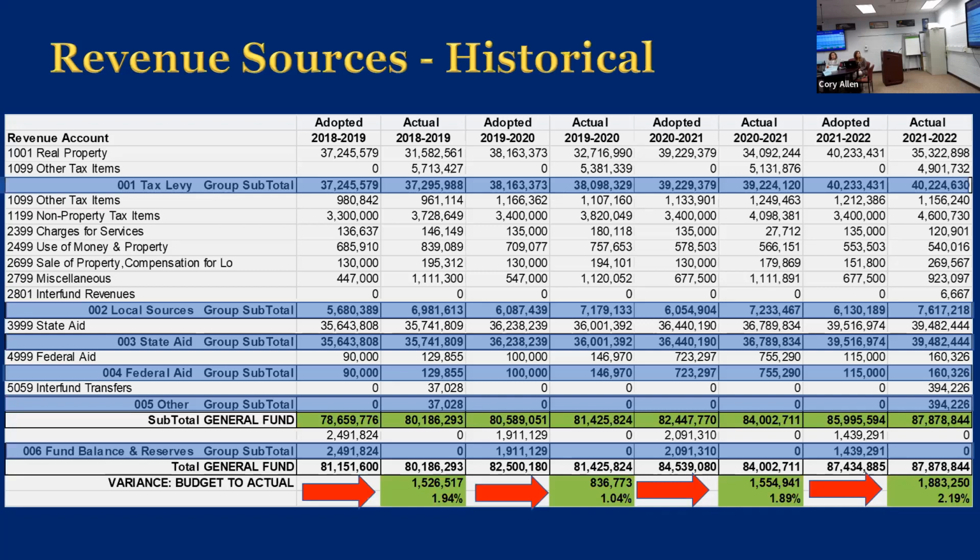You can see that in the 1920 year, we had, for lack of a better term, a surplus or more revenue than what was budgeted of 836 or about 1%. The following year, 1.5, and in the following year after that, 21-22 of 1.8 or about 2.19%.